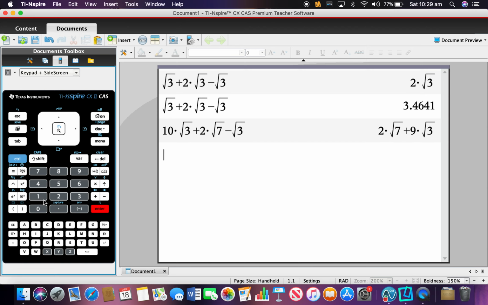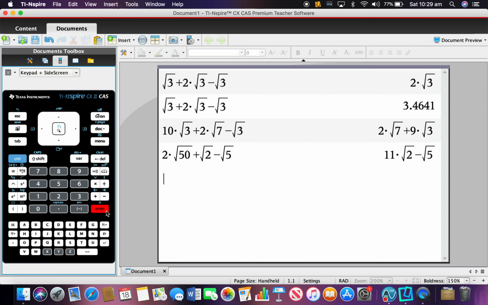And then our last question was 2 root 50 plus root 2 minus root 5. And our final answer was 11 root 2 minus root 5, and that's exactly what our answer was as well.